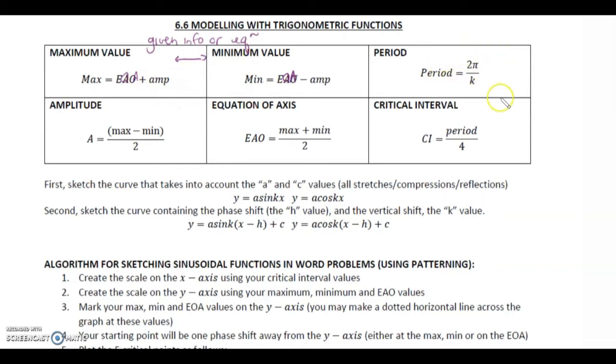Okay, period is 2 pi by k. As a recall, this k value comes straight from the equation.